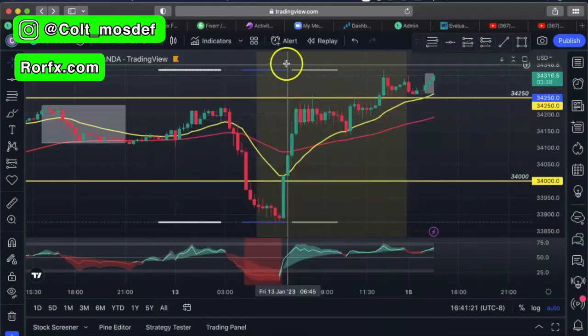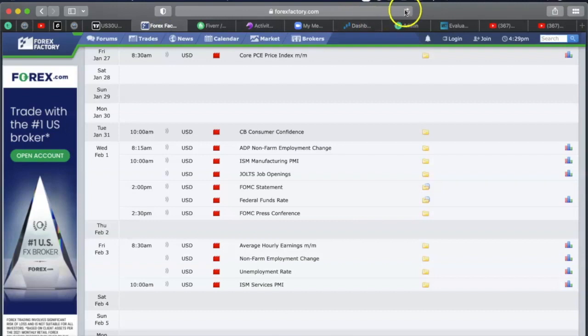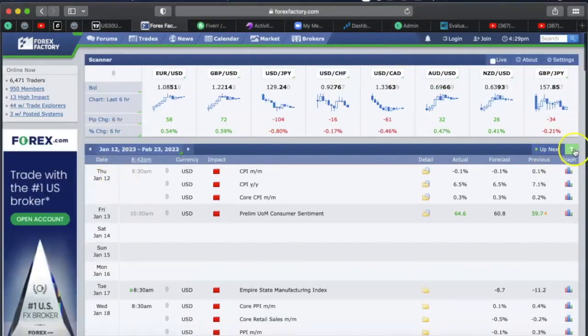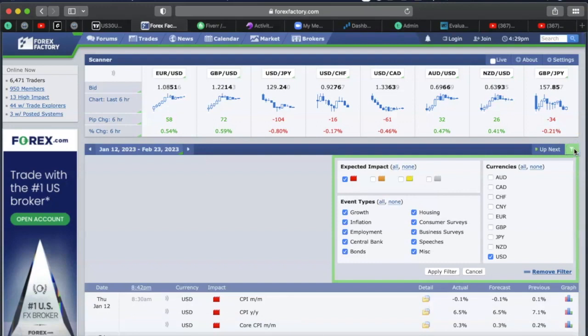Now what we need to do is go to forexfactory.com, and what I want you guys to do when you get here is go to this filter right here. Now the news that we're going to be looking at, we only want to be looking at high impact news. So all these other boxes are pretty much irrelevant. Event types, cool, all those are checked. Currencies, only USD, because US30 is an American index, so the only currency that fits with US30 is going to be the US dollar. Once you do that, click apply filter.